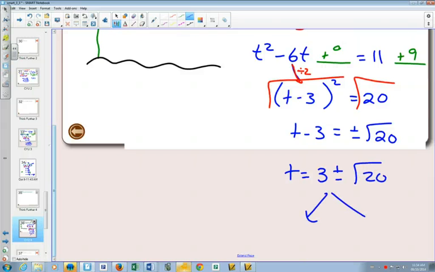That means there's going to be two answers when we go to our calculator to find the decimals. One will be 3 plus root 20. So I'll do that one first. That gives me, to the nearest tenth, 7.5. And the other one would be 3 minus the square root of 20, negative 1.47. Only one of these answers actually makes sense. Can I make a guess? It's probably the one that isn't negative.